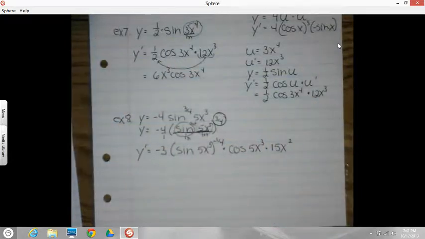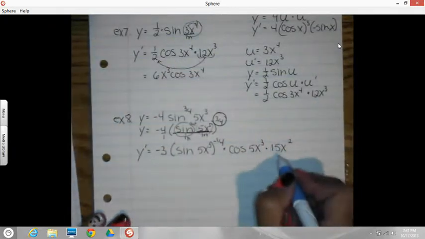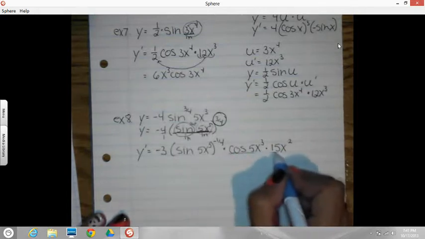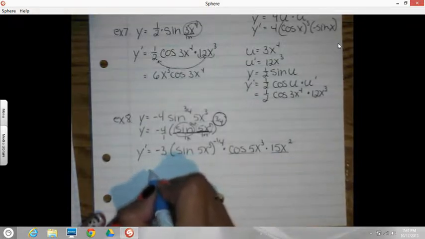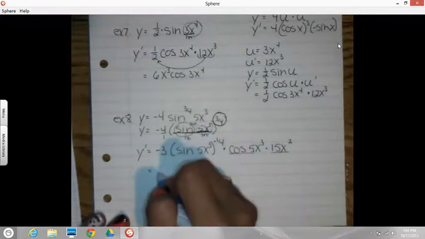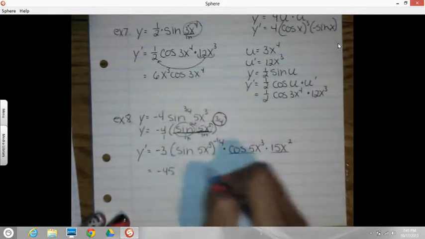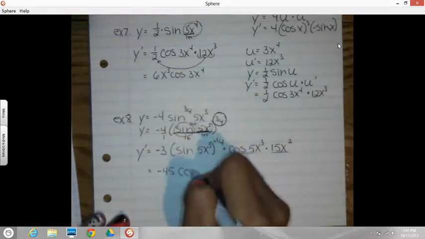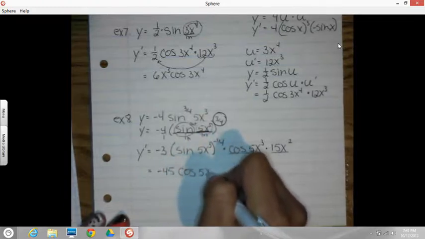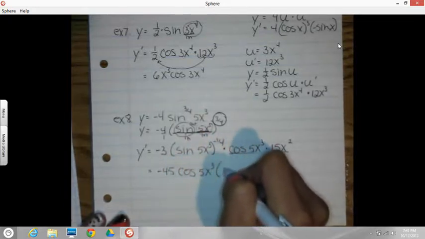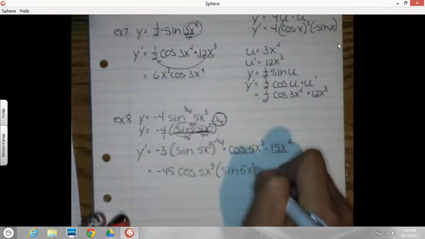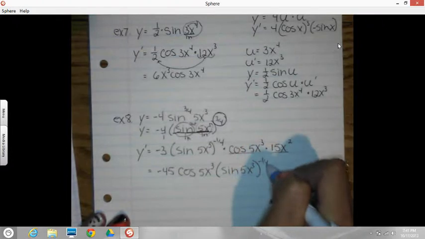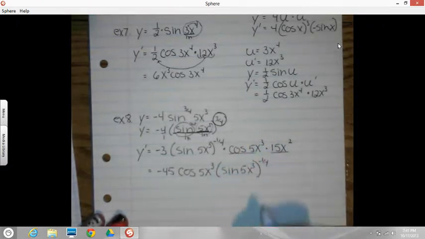Okay. Simplifying. I'm going to bring both of these to the front. It doesn't really matter if that one goes, but this one definitely should go to the front. So this one's coming to the front. We're going to have negative 3 times 15 gives me negative 45. I might as well bring it over. Cosine 5x cubed, and then sine 5x cubed to the negative 1/4. I could have put the negative 1/4 right here and left off the parentheses.